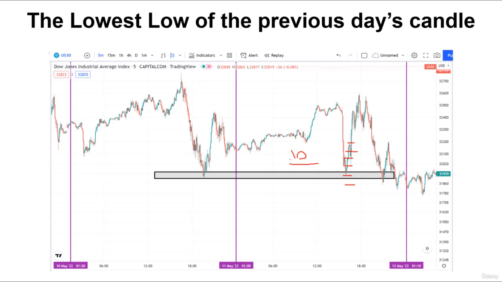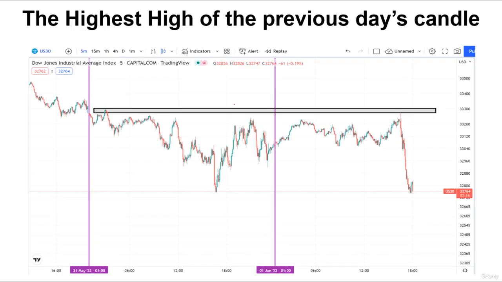You should just monitor and see the risk management yourself, because this course is mostly for people who are a little bit experienced and have experience of the market and know how to manage their capital. So this is about the lowest low of the previous day, and take a look at the other one, the highest high of the previous day. You see, this is Dow Jones again. We will see many examples of different markets, don't worry.